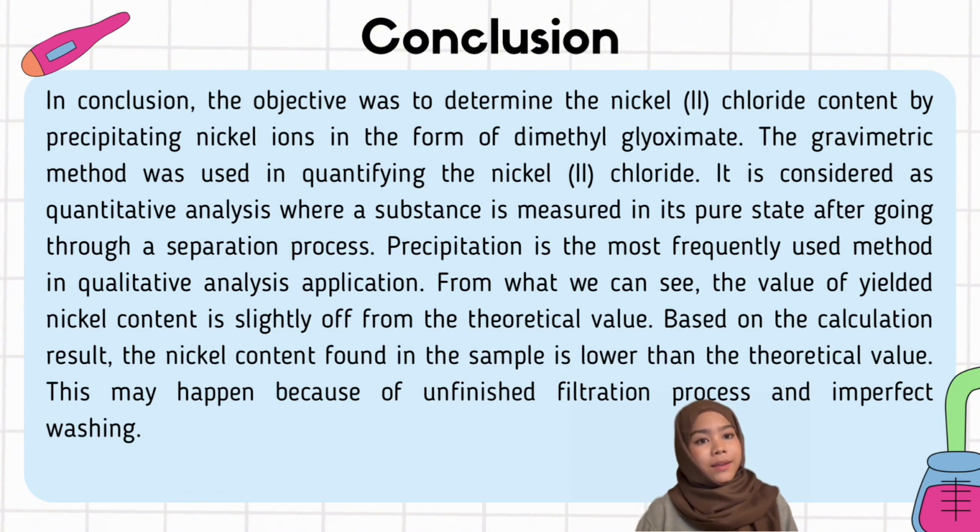From what we can see, the nickel content obtained is slightly off from the theoretical value. This happens when we were doing the calculation. Based on the calculation result, the nickel content found in this sample is lower than the known value. We assume this happens because of unfinished filtration, or another possible cause is imperfect washing.